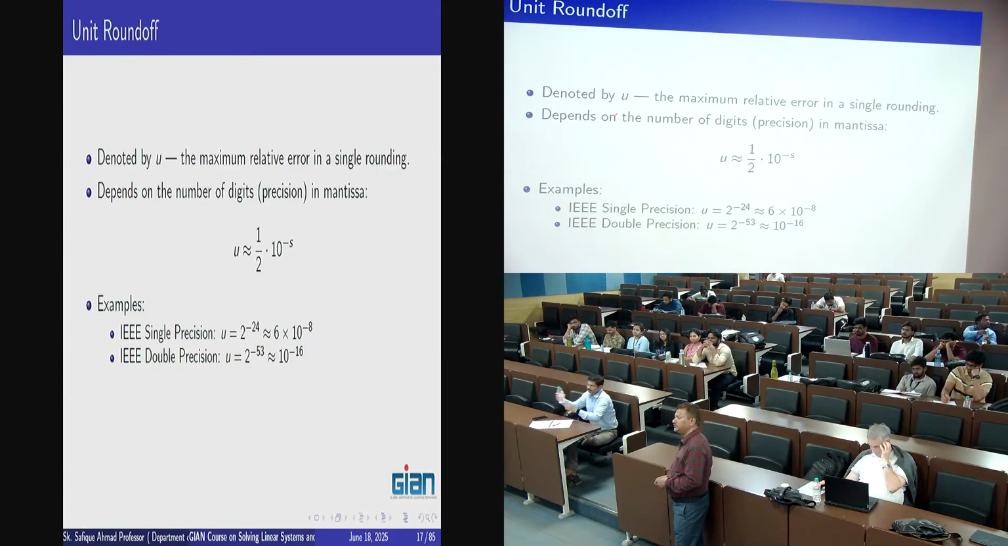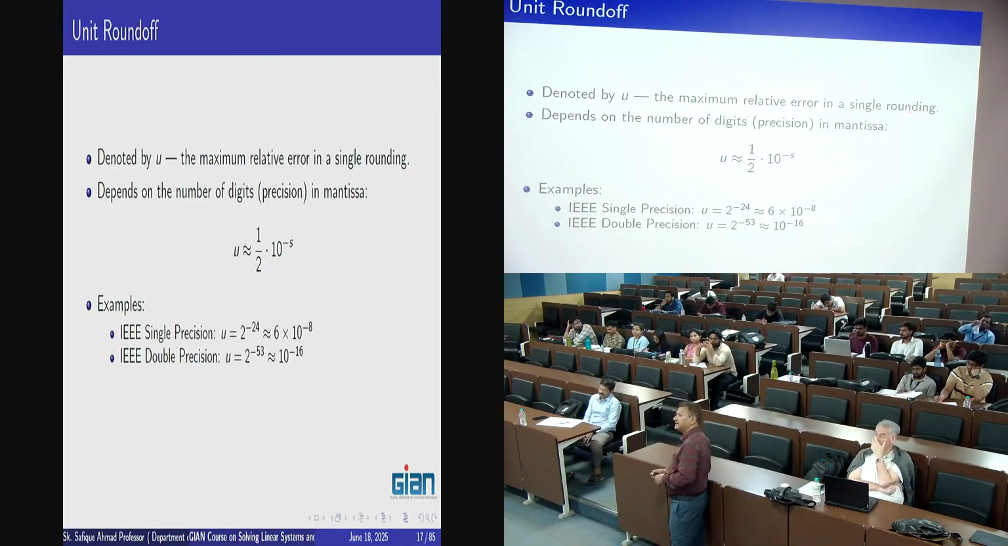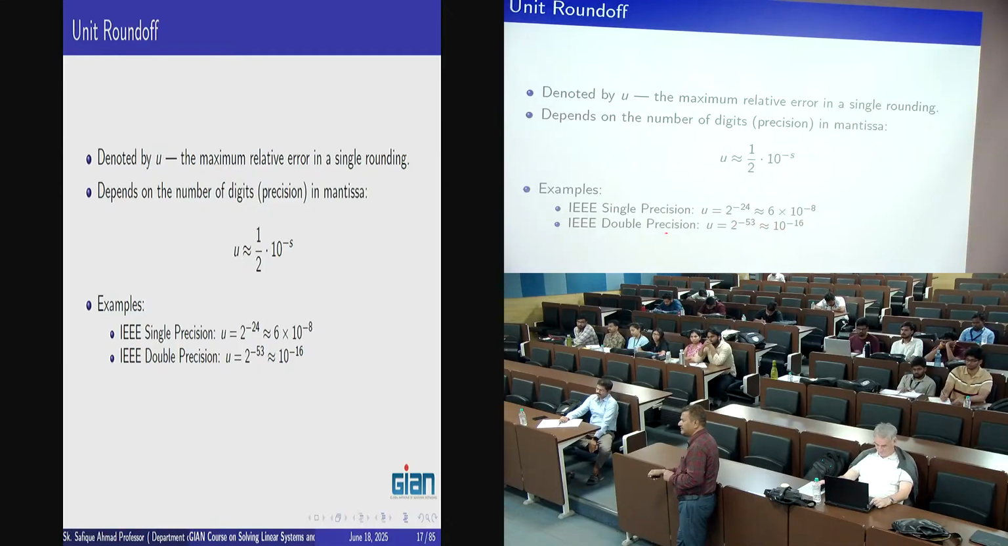Now, what is the unit round of error? For the single precision, how much is it? For the double, the maximum relative error in a single rounding depends on the number of digits in the mantissa. For the single precision, this u is nothing but 2 to the power minus 24, which is approximately equal to 6 or 8 decimal places. And for the double precision, the unit round of error is accurate to 16 decimal places.